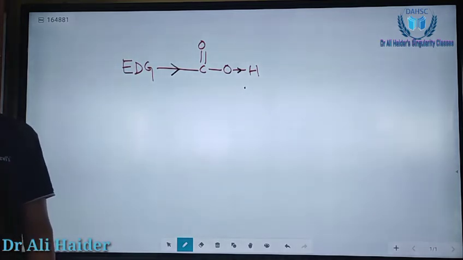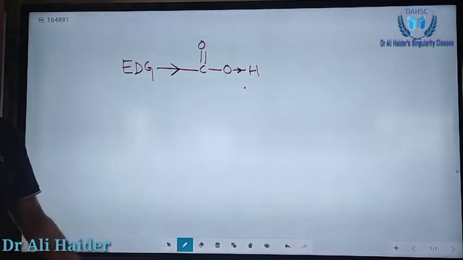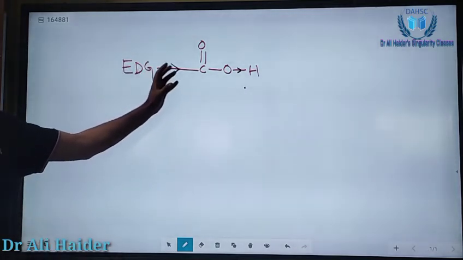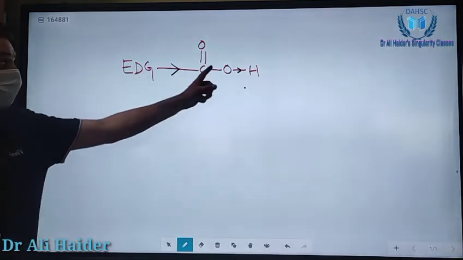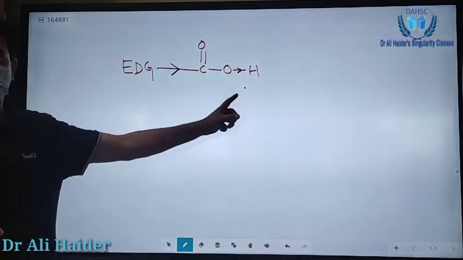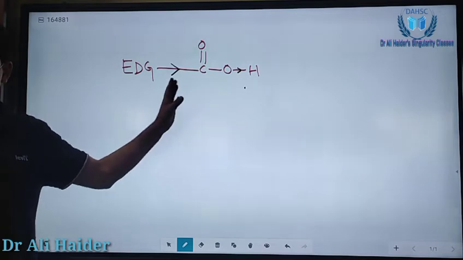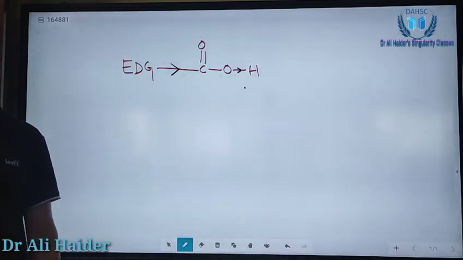It will not easily break because we define strong acids as those acids which easily give H plus ions, while weak acids are those acids which do not easily give H plus ions. So when this electron donating group is directly attached to COOH group, it will increase the strength of OH bond. As a result, it will not break easily. So acidity will fall. Yes, sir. You got it? Yes, sir.